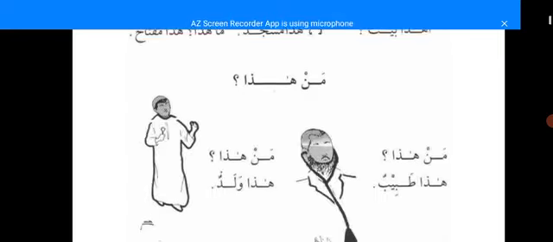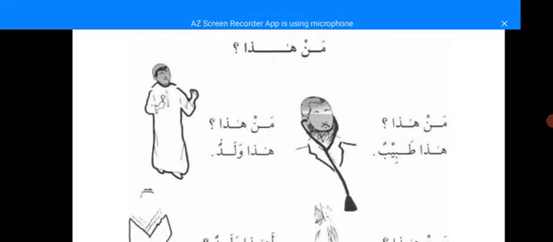ما هذا. What is this? هذا مفتاح. This is a key. Sorry. هذا مسجد. This is a mosque. هذا قلم. This is a pen. ما هذا. What is this? هذا كرسي. This is a chair. Now we move to man هذا.